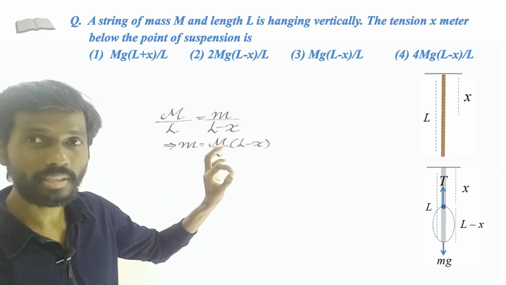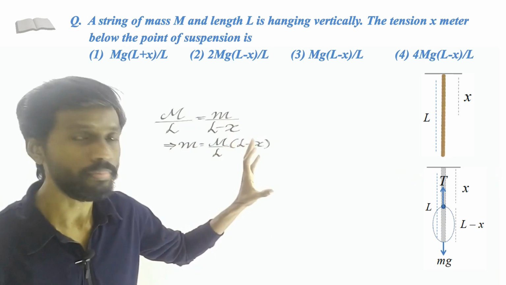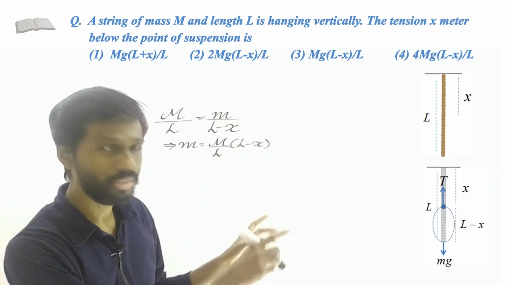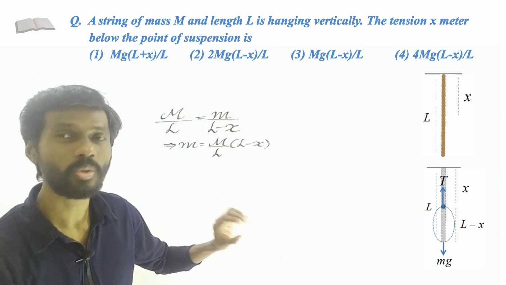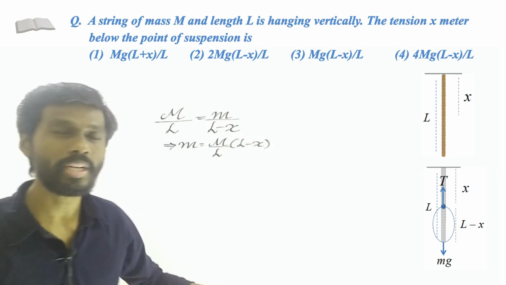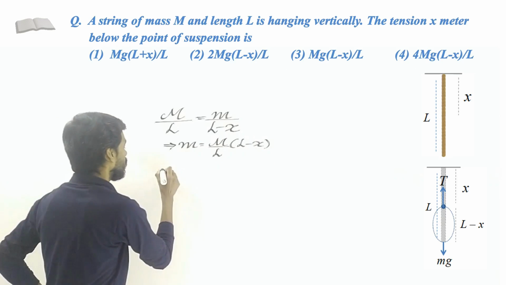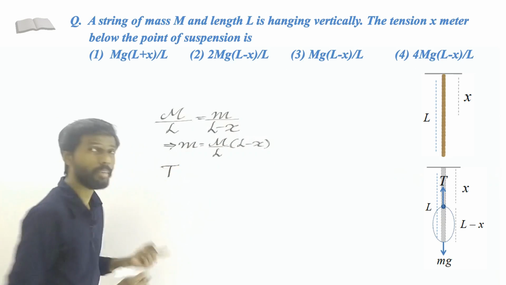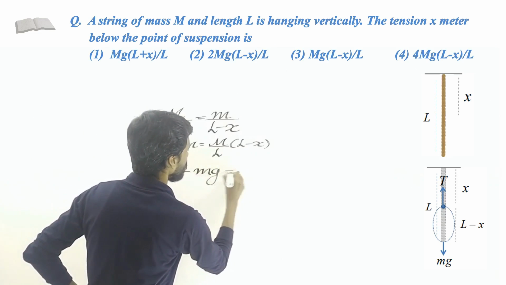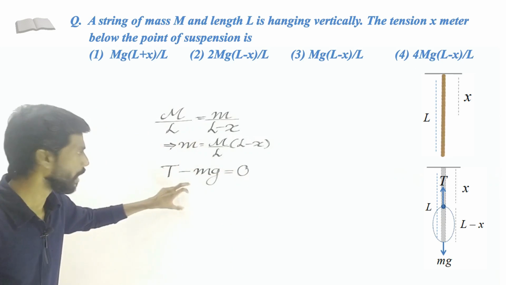So at that point, let us use Newton's law. What are the forces acting at that point? There is the gravitational force, the weight of the part of the string below that point, which has mass m. So mg is the force in the downward direction, and there is a tension in the upward direction. So the total force acting at that point: tension in the upward direction minus mg in the downward direction must be equal to 0, because there is no acceleration at that point. So T minus mg is 0.